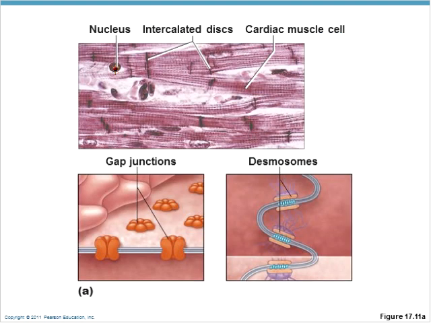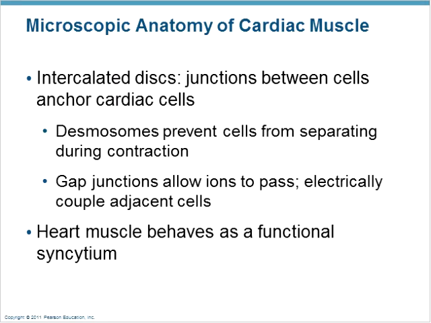So there's the nucleus. See the intercalated discs located in the cell, and you see the cardiac cells, and they flow together kind of like the roots of a tree. You see gap junctions, if you will, located there, and the desmosomes as it holds the various cells together. The intercalated discs are junctions between the cells, and they anchor the cardiac cells, and the desmosomes prevent cells from separating during contraction. That's pretty important. Gap junctions allow ions to pass, and so they electrically couple the adjacent cells, so that the heart muscle behaves as a functional syncytium, which means it contracts in a very systematic sort of way.